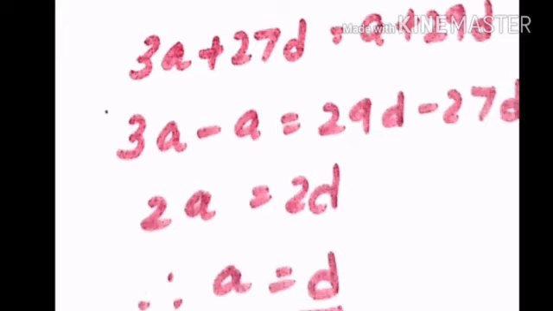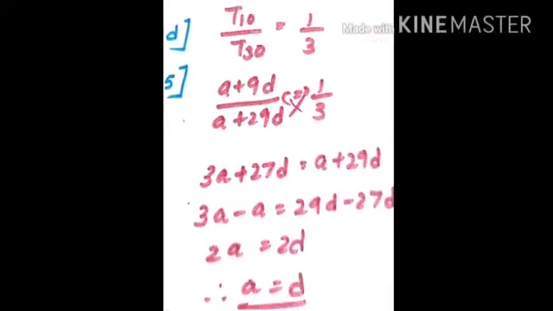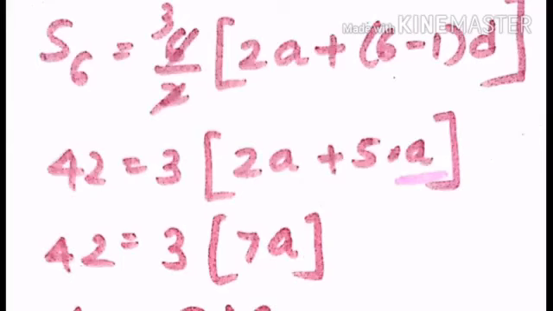Now 3A minus A is equal to 29D minus 27D. So 3A minus A is 2A, is equal to 2D. So on both sides 2 gets cancelled, and we get A is equal to D. Now in the next step we will take this as our first term.